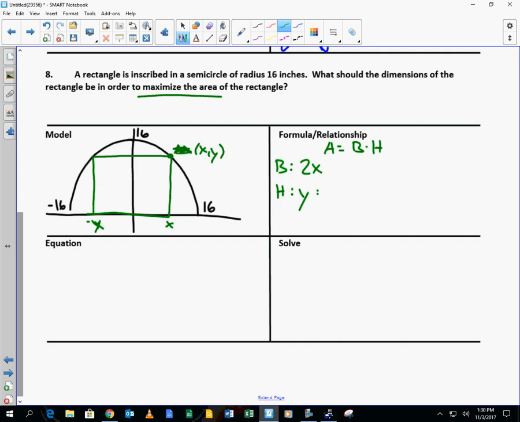I probably wrote a bogus problem, huh? You know this. Section 1.8. Wouldn't it be awesome if we knew the equation for a circle, folks?